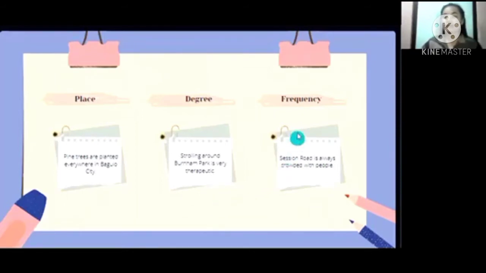Lastly, we have the adverb of frequency. This type of adverb tells how often a thing happens. Miss Aya, can you please read the example? Okay, thank you. So, Session Road is always crowded with people. So class, what do you think is the adverb of frequency in this sentence? It's the word always. How often is the Session Road crowded with people? Always. So that is the adverb of frequency.